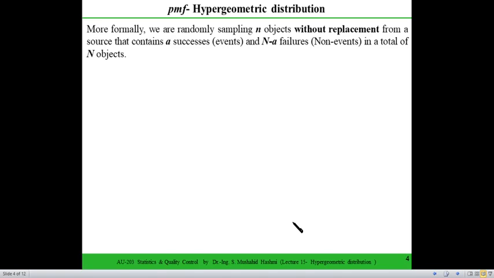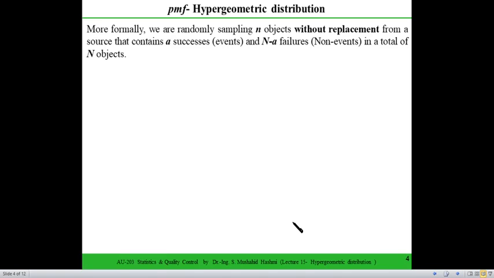So capital N would be 20, your population size. And here the sample size is small n, and in the previous example you are picking 5 balls. So 5 balls would be representing n. And what we are doing is not replacing, so it is without replacement.